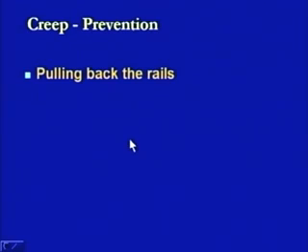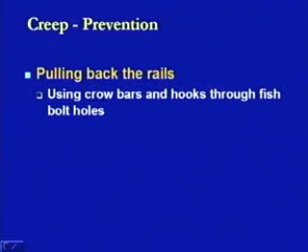So, how can we prevent the creep? There are different ways by which it can be done. One is pulling back the rails. In this case, first of all we have to remove the fish plates and the fish bolts. Once we have removed them, we use some equipment, the crowbars and hooks. The hook is placed in the hole created for the fish bolt, and then using the crowbars we try to pull the rail section back.